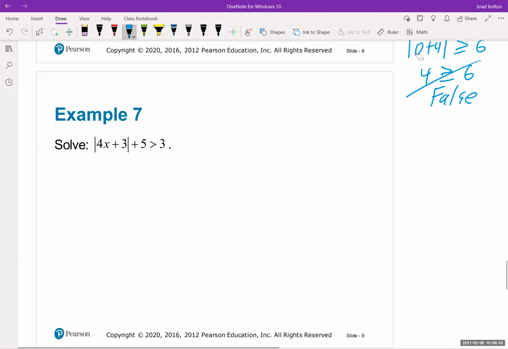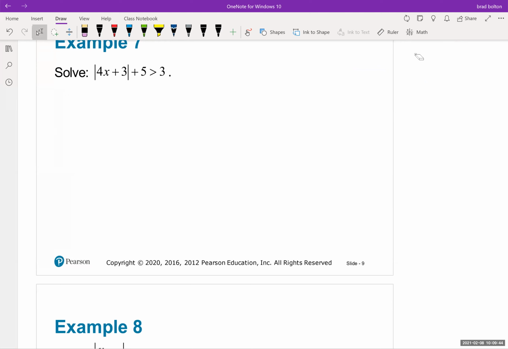So let me have you guys try this one. Go ahead and pause the video and give this one a shot. All right, so hopefully you guys remember to isolate the radical or the absolute value first. So we have the absolute value of 4x plus 3. And what I did was I subtracted 5 first. So this would become 0. So we have it is greater than -2, okay?